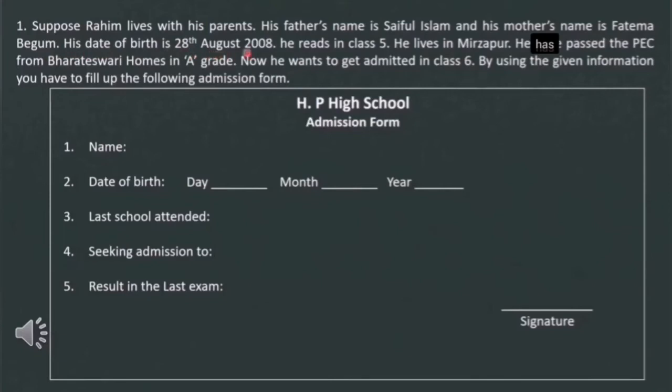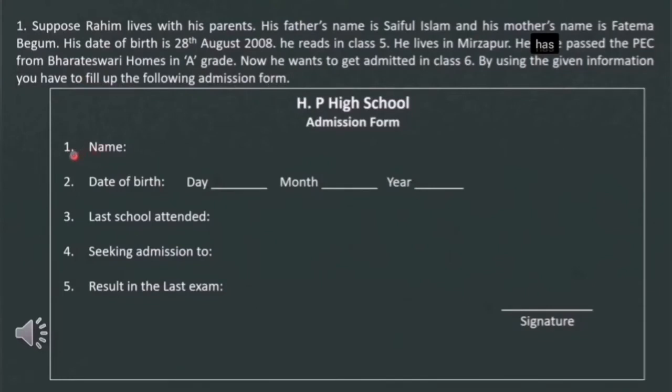His date of birth is 28th August 2008. He reads in class 5. He lives in Mirzapur. He has passed the PSC from Bharateshwari Homes in A grade. Now he wants to get admitted in class 6. By using the given information, you have to fill up the following admission form.